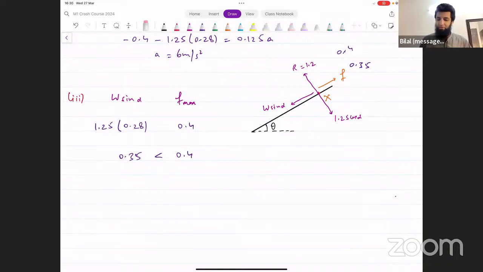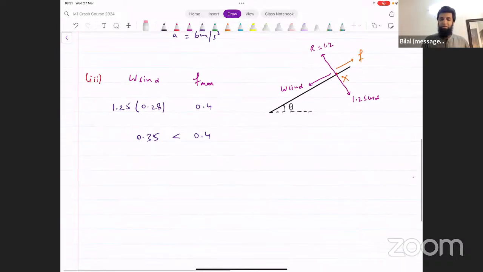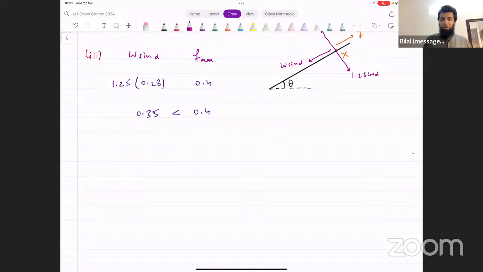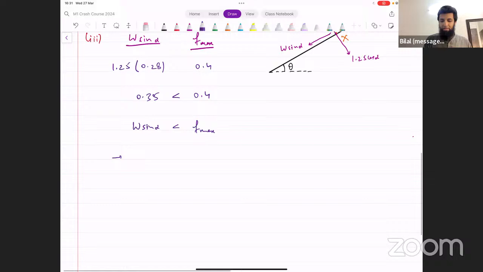In this case, we have figured out that W sine alpha is 0.35. That means the downward force acting is 0.35. The maximum possible value of friction is greater than 0.35, that means the object is going to remain at rest, right? So that's what we have figured out. W sine alpha is less than the maximum possible value of friction, and that means the particle cannot slide downwards. It will remain at rest.